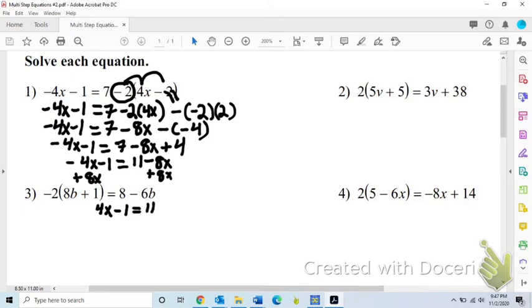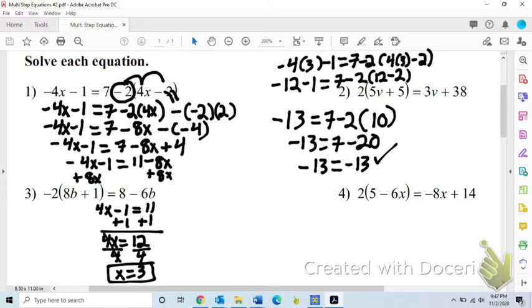Now we're almost there. Quick two-step problem. Add 1 to both sides. We get 4x equals 12. Divide both sides and we get 3.